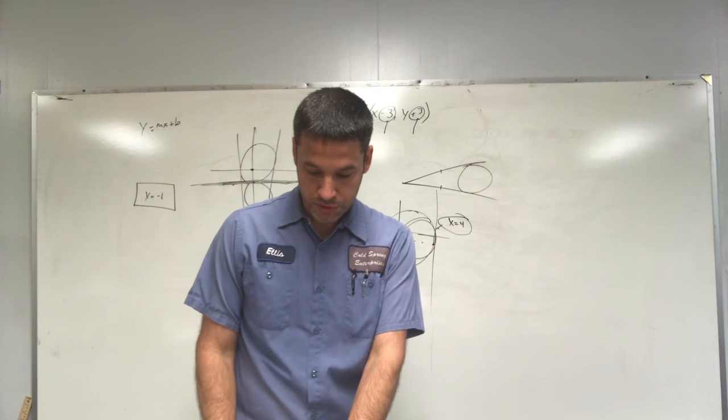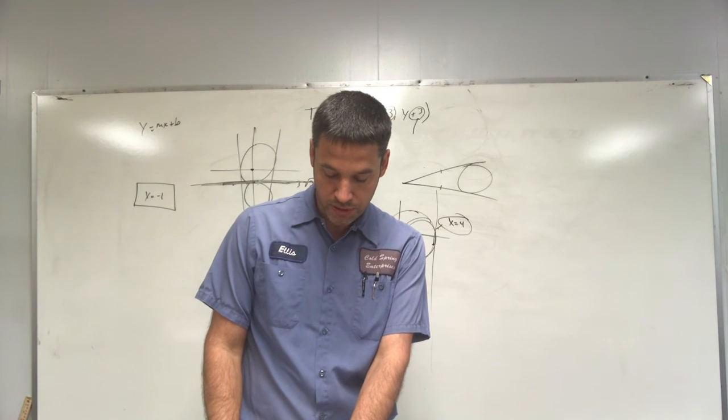Number 19. What is the relationship between the apothem length of a square and the side length of a square?